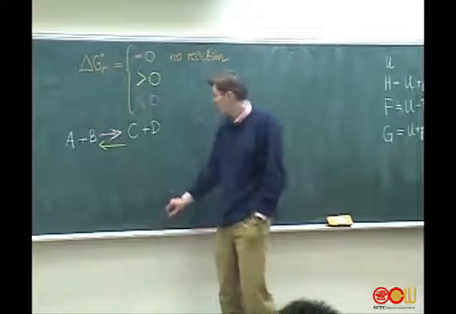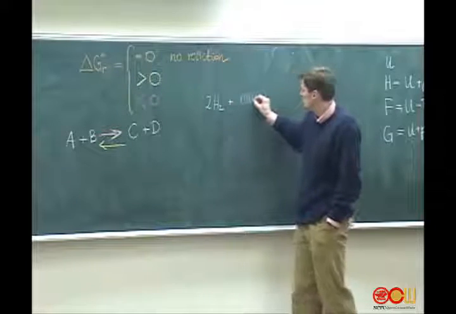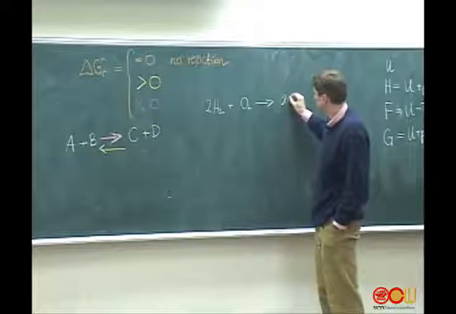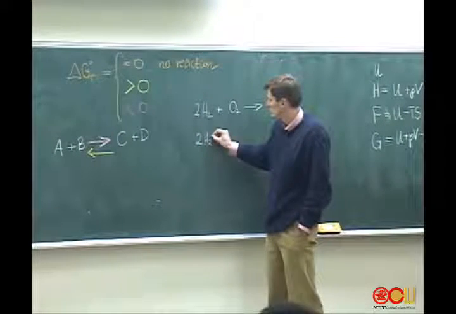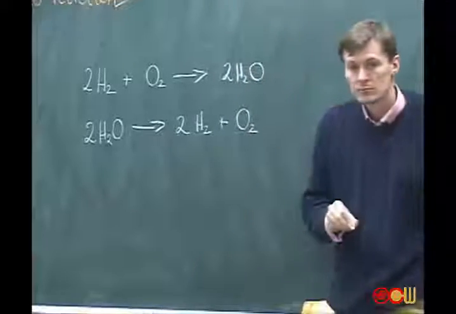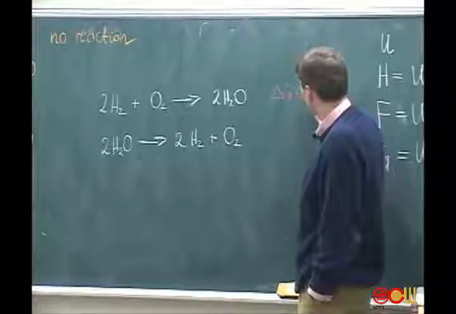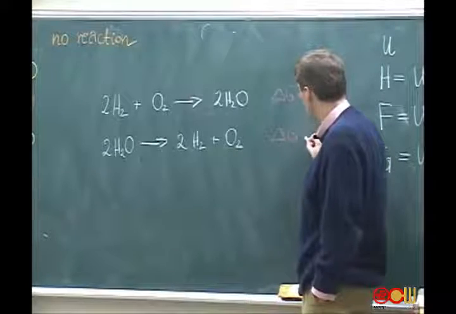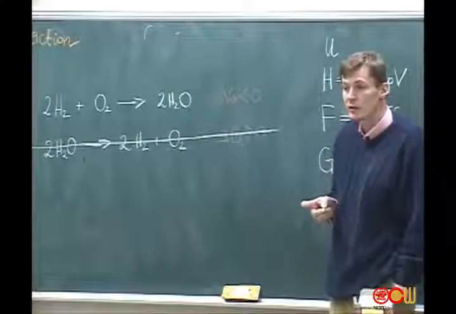Which kind of answers the question that we usually have: H2 plus O2, is it okay to write this reaction like that? Generally it's okay, but the problem with this notation and with this notation is that here you have delta G smaller than zero, and here you have delta G larger than zero. And usually you choose the notation where delta G is smaller than zero to write the reaction.